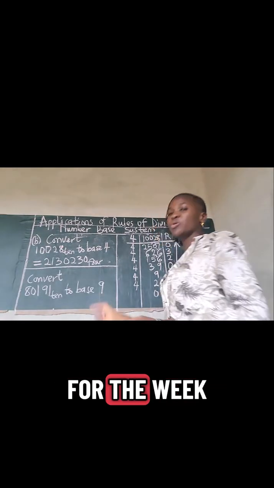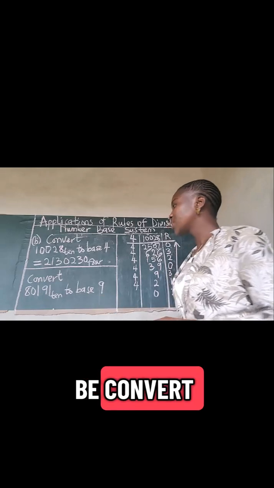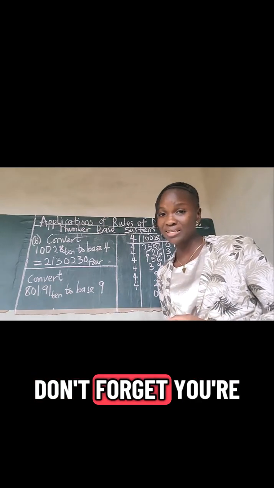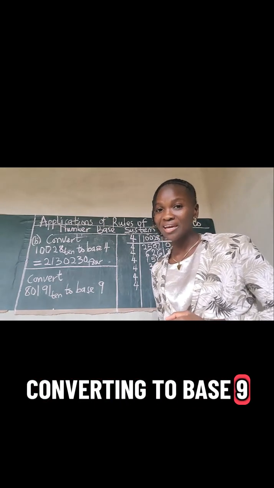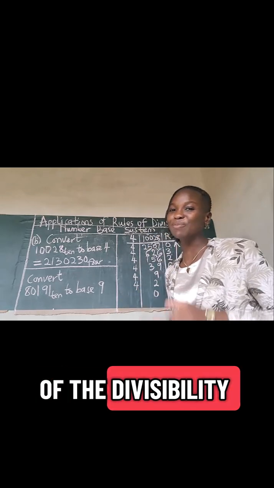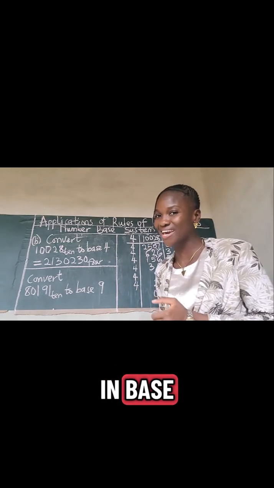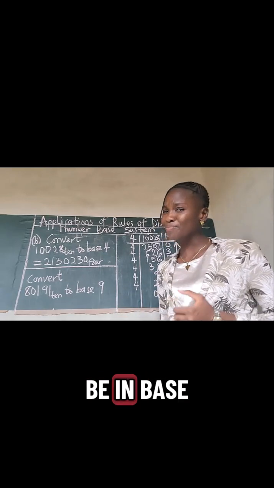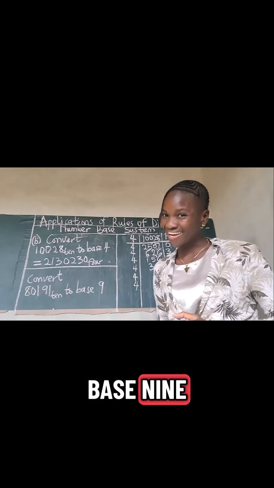So let's have the exercise for the week. The exercise for the week is going to be convert 80191 base 10 to base 9. Don't forget you're converting to base 9. So that implies that the rule of divisibility that you're going to use is going to be in base what? Base 9.